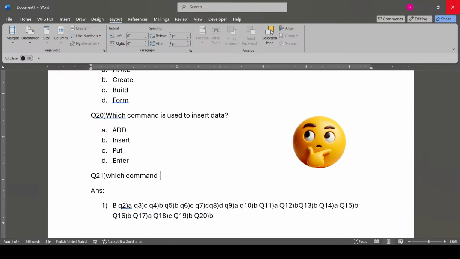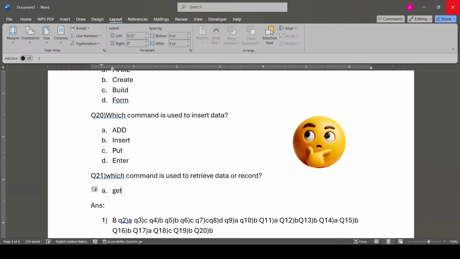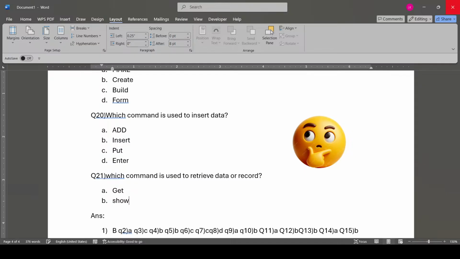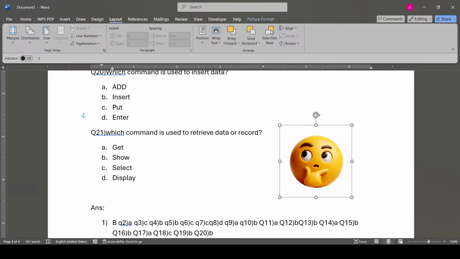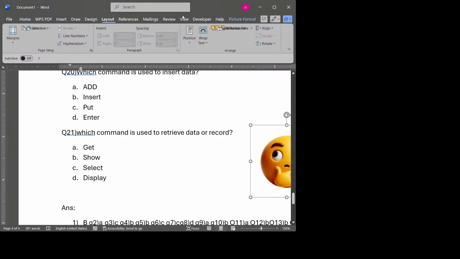Which command is used to retrieve data or record? So options are here: get, then, so, next, select, next, display. So which one is the best answer for this one? Question number 21. Think and let me know. Tell me.